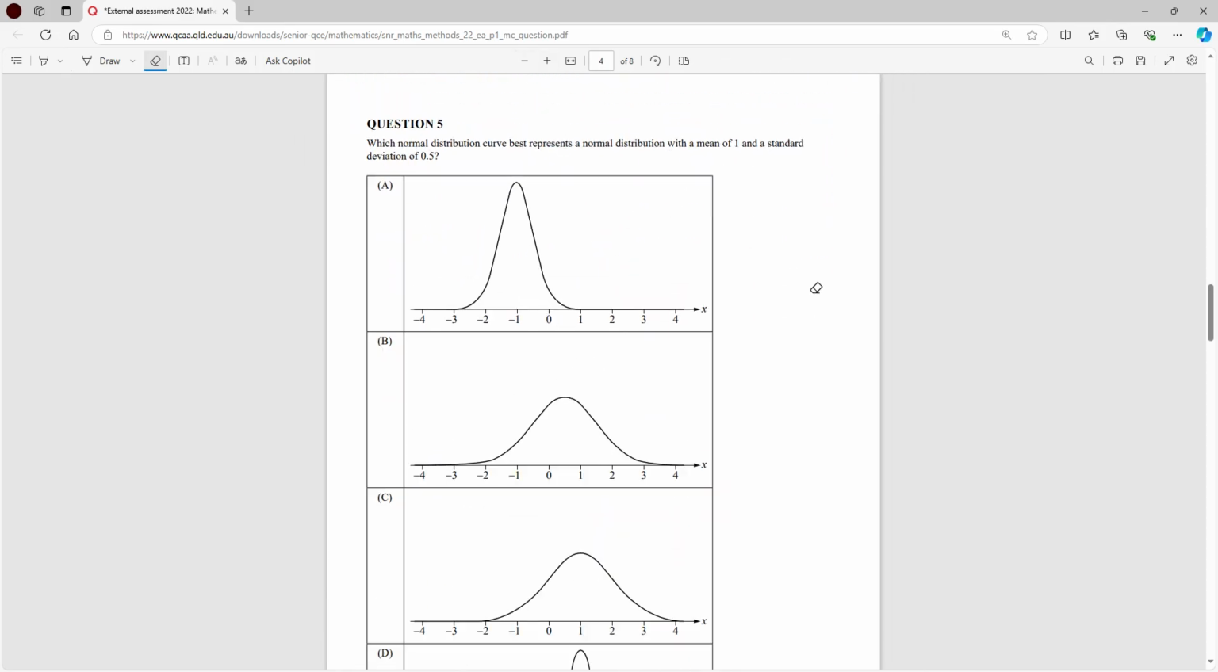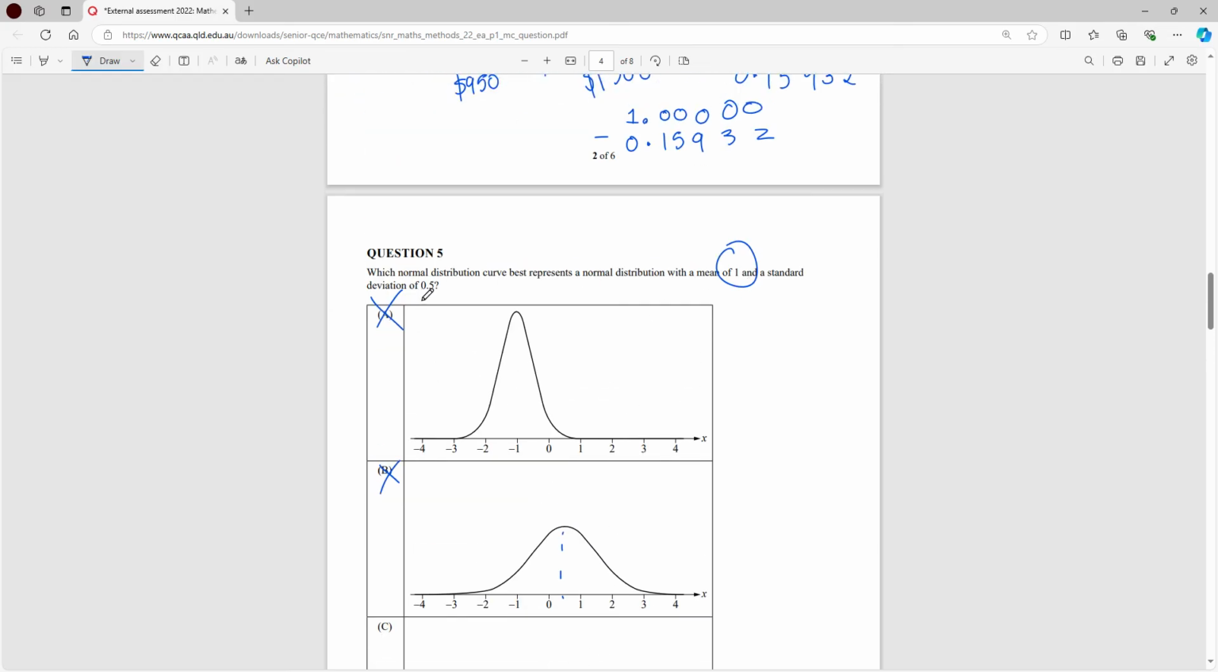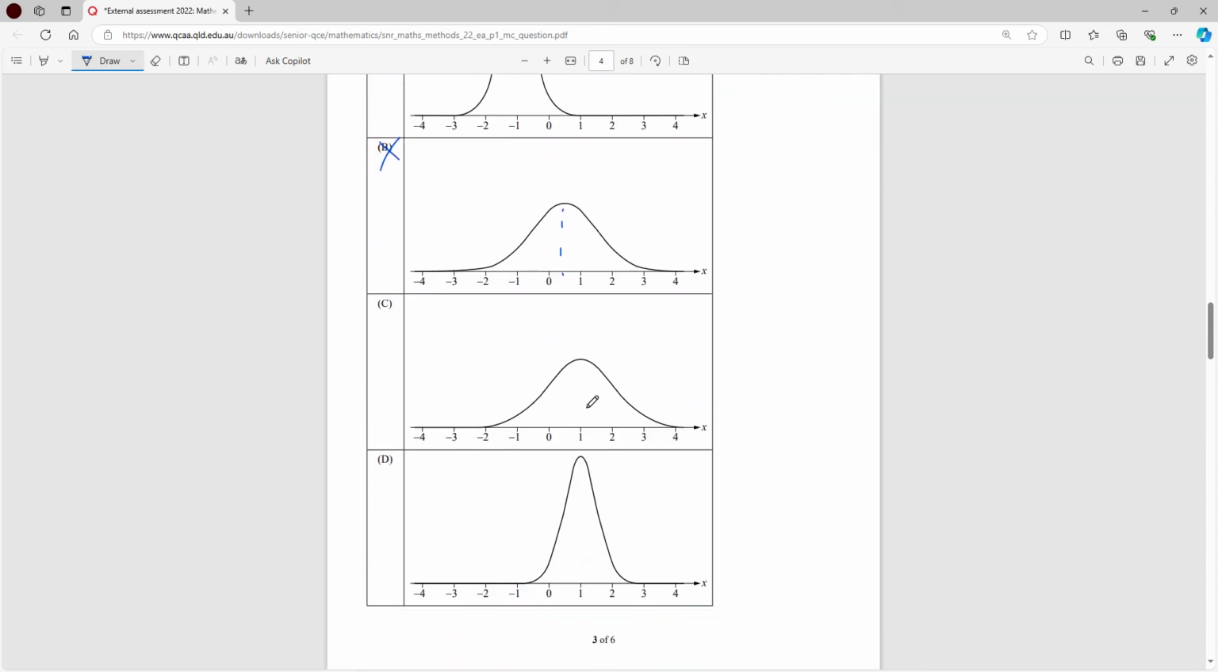Alright, question 5. Which normal distribution best represents a normal distribution with a mean of 1 and a standard deviation of 0.5? Well, straight away, the mean is going to be the center. So here when it says -1, I know that's incorrect. Here, this isn't matched up with 1, so I also know that's incorrect. And then here, we've got two options, so they're 1 and -1. Now, 0.5 means it's going to be pretty much closer to the mean. So here, see how that's more spread out? That's not going to match that well.